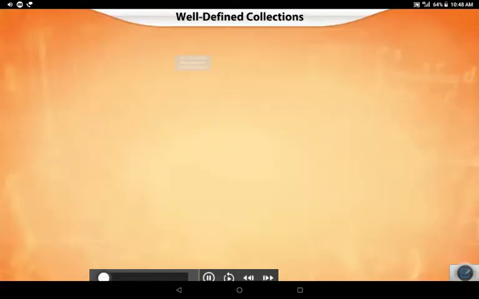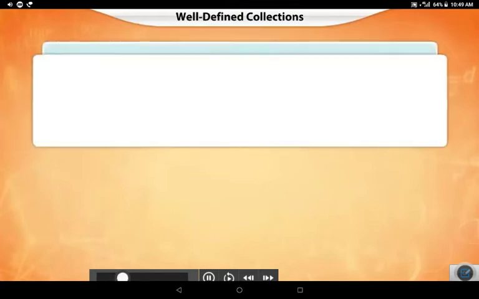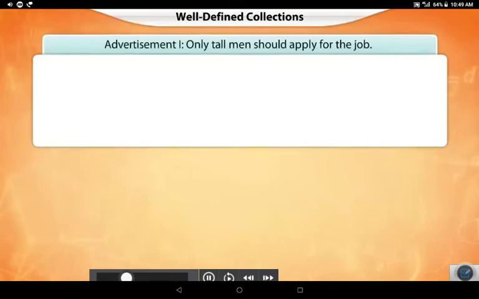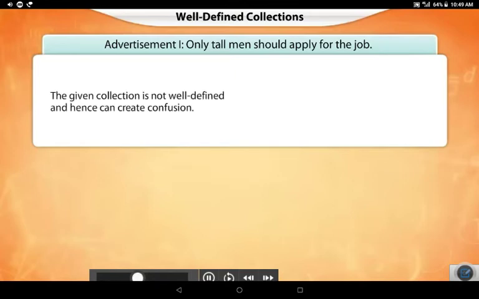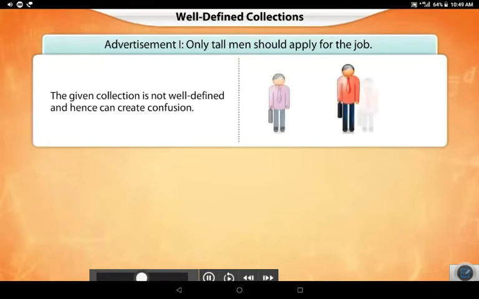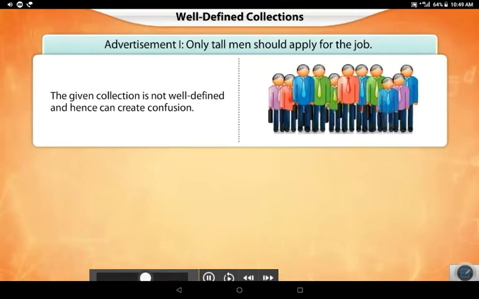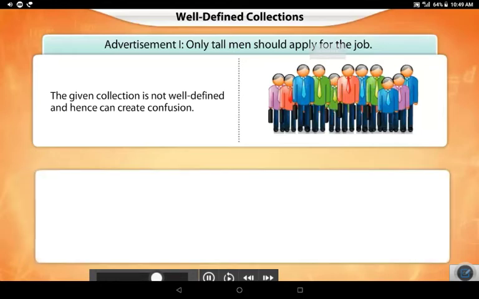The concept of well-defined collections plays an important role both in mathematics and also in day-to-day life. Consider a real-life situation wherein a recruitment advertisement says that only tall people are eligible for a job. Think of the confusion it can create. We know that tall is a relative term. In order to avoid such confusion, the collection should be well defined.